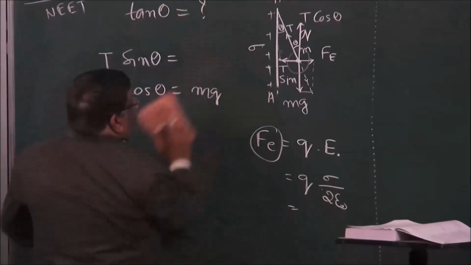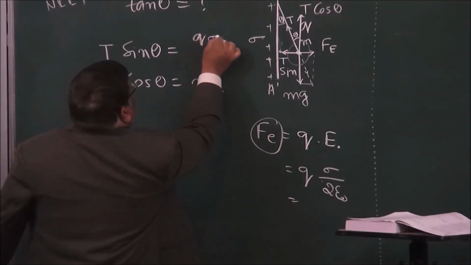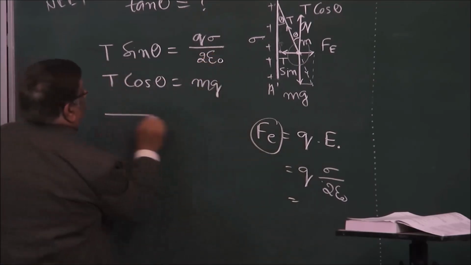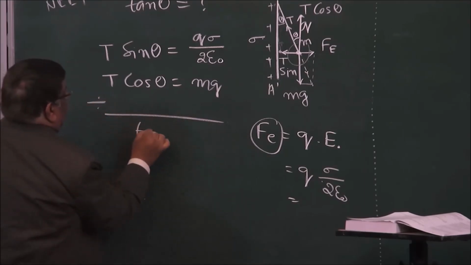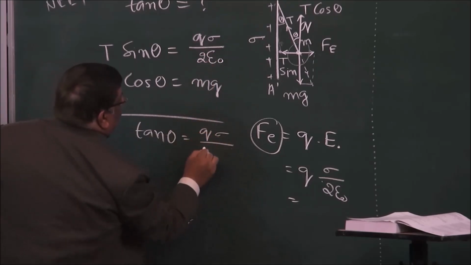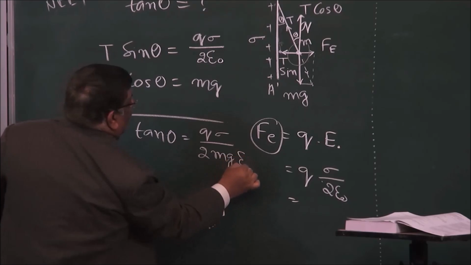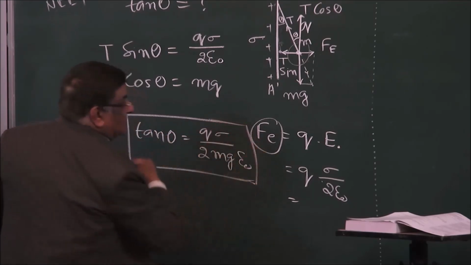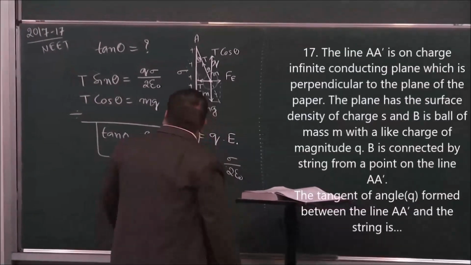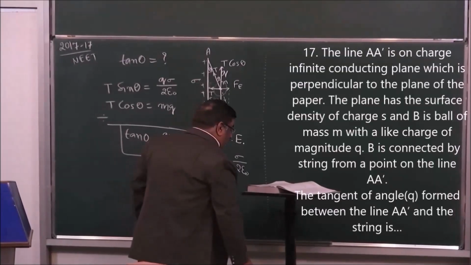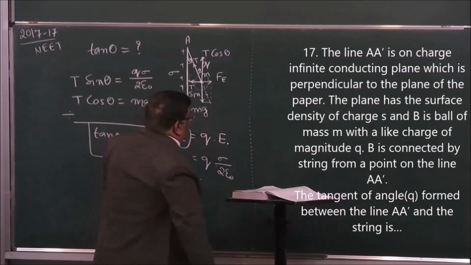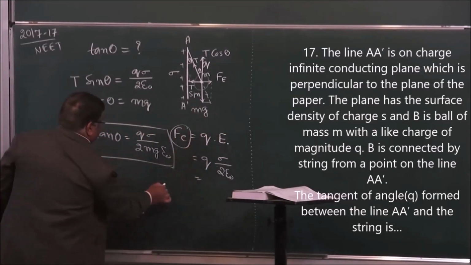And this will become Q sigma upon 2 epsilon naught. Divide the two and we get tangent theta, and tangent theta is equal to Q sigma upon 2 mg epsilon naught. Yes, that is option number A. No other one matches here.